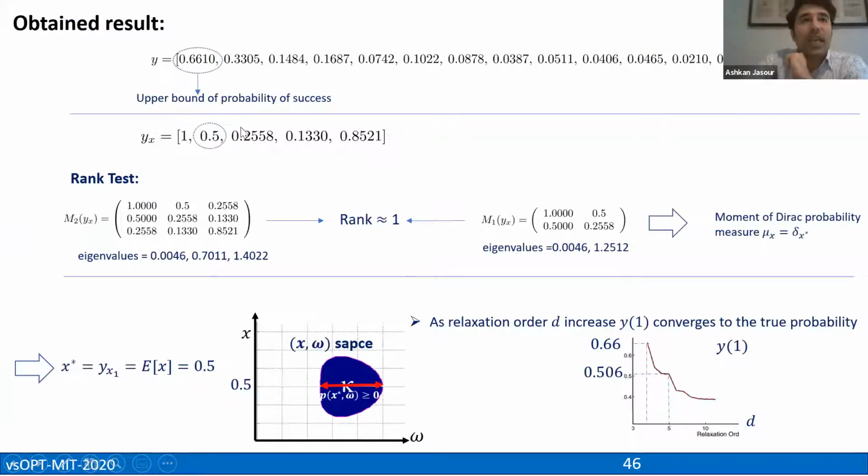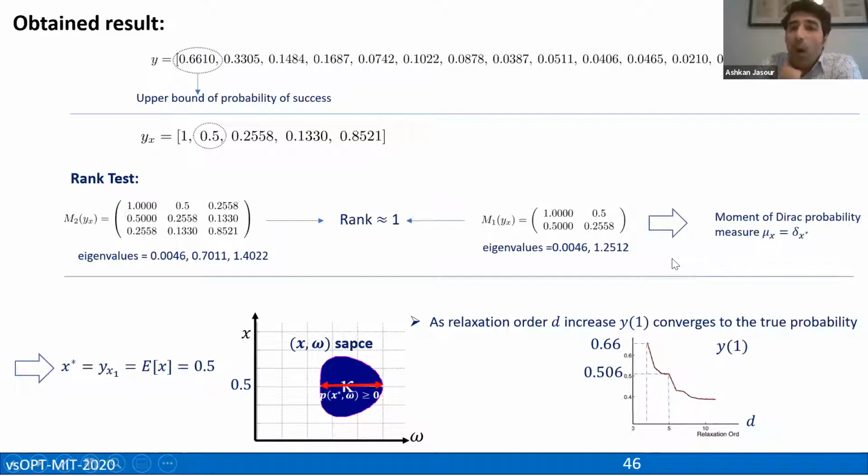This is the solution that I obtained, the sequence of the moments for measure mu. The zero order moment shows the upper bound of the probability of success for this problem. And this is the obtained sequence of the moments for measure mu x. I check the rank of the moment matrix associated with this moment sequence. The rank is numerically 1, so it means that we can approximate this distribution by a delta distribution. As a result, we are going to approximate the solution of the original chance optimization by the first order moment of this sequence, which is 0.5. And this happens to be an exact solution of the original chance optimization.